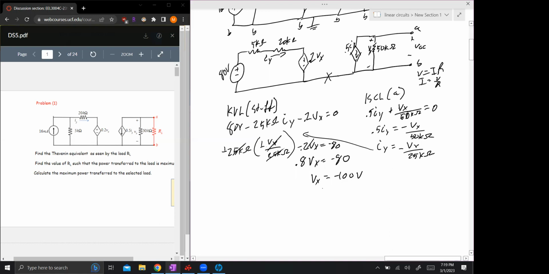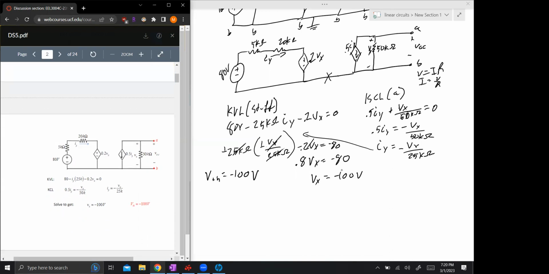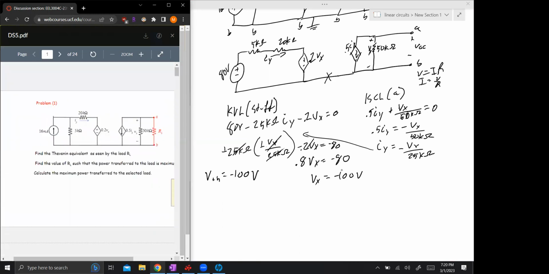So, we know Vx is equal to VOC. So then we can just say, hey, V Thevenin is equal to, this will be negative 100 volts here. Let's double check our work. So we have KVL, KCL, 0.5, negative Vx over 50. So the IY becomes negative Vx over 25. And they got, yeah, negative 100 volts. Look at that. Boom. Okay. We're on the right track.